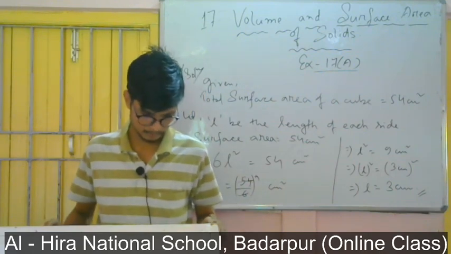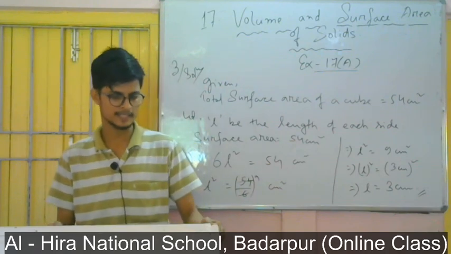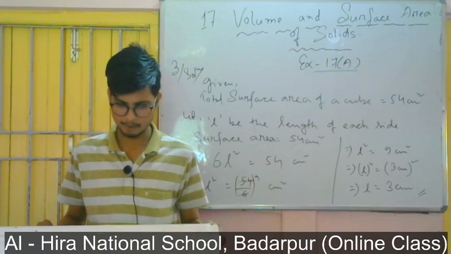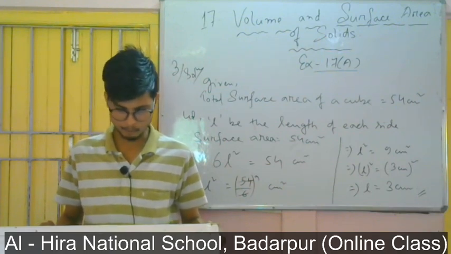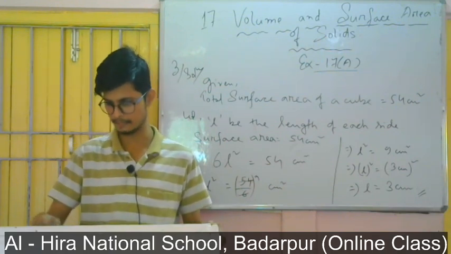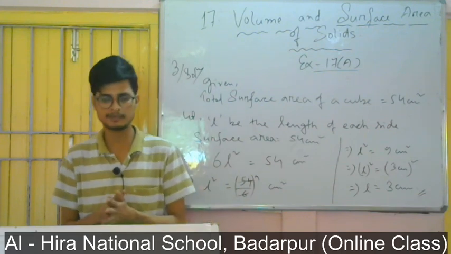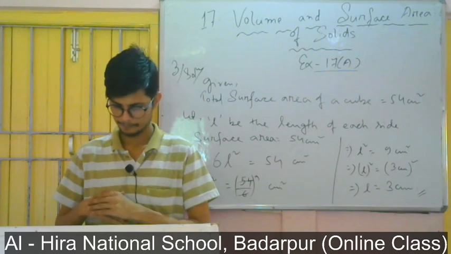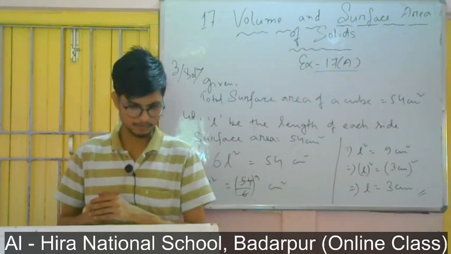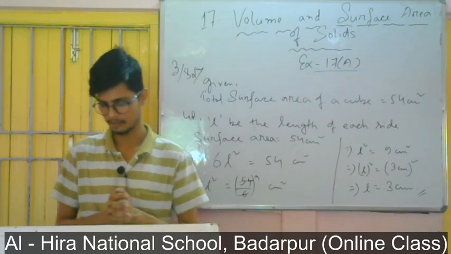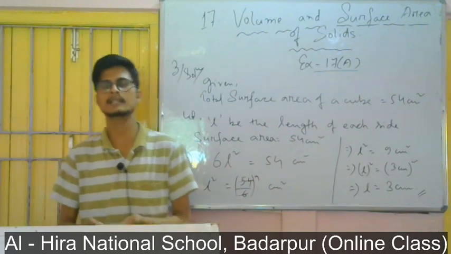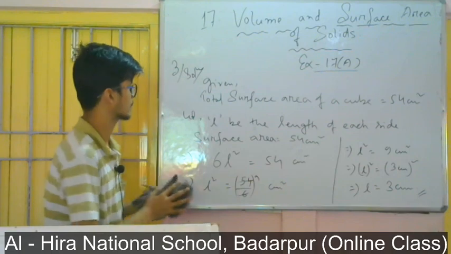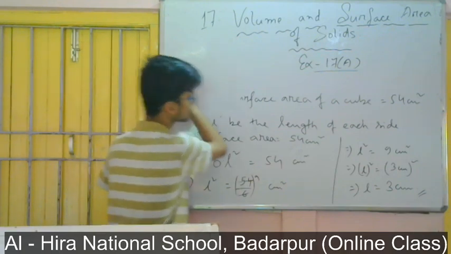Now the next one, question number 4. Find the surface area of a wooden box which is in the shape of a cube if the edge of the box is 27 centimeter. Here the edge of the box is given, and the question is to find the total surface area of the wooden box. We know the formula, it is 6L square. So simply in place of L I will put 27 and I will get the answer. Okay, let me do this one.